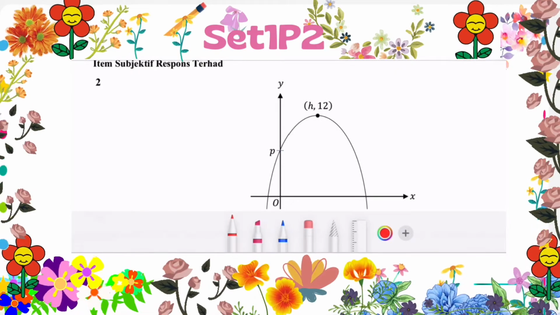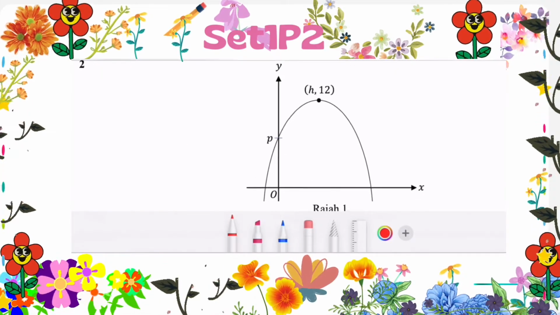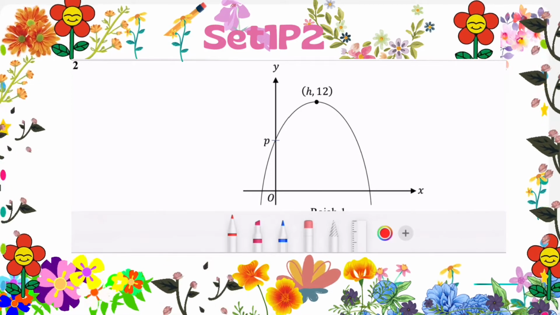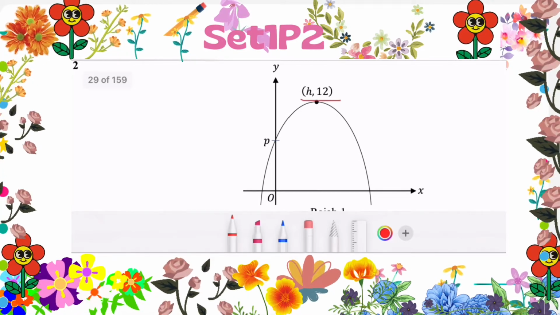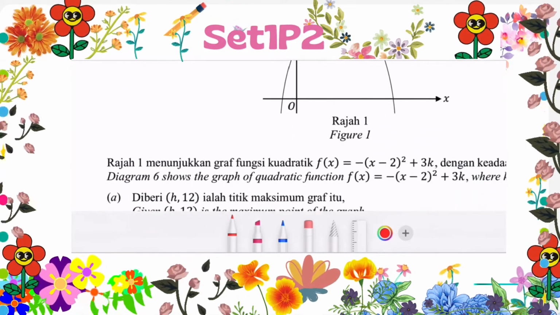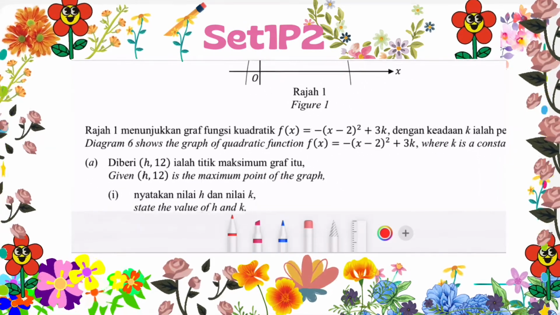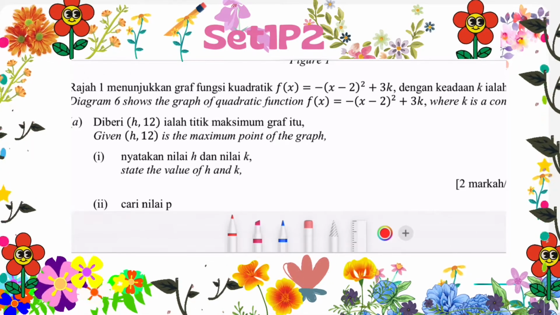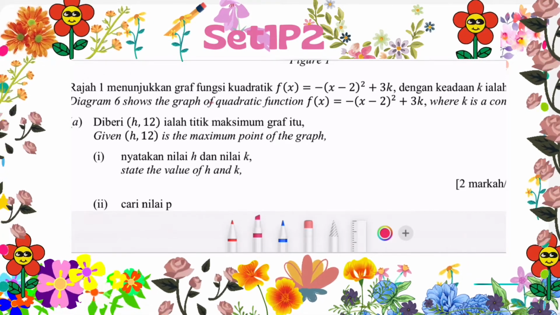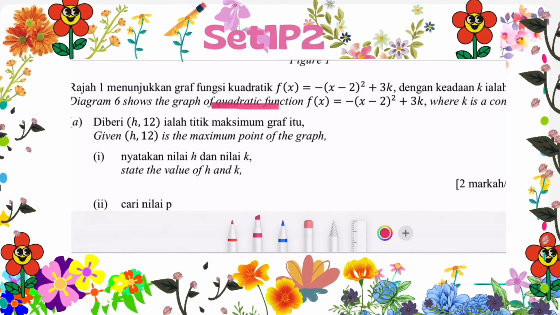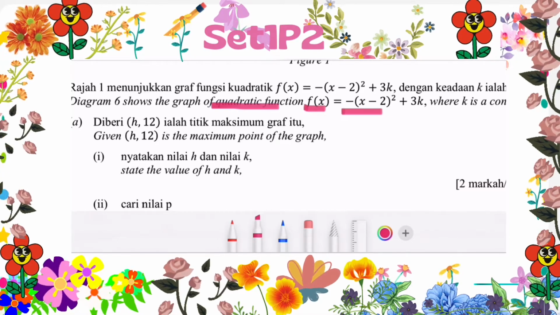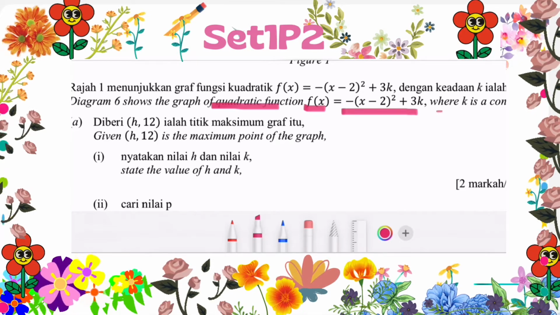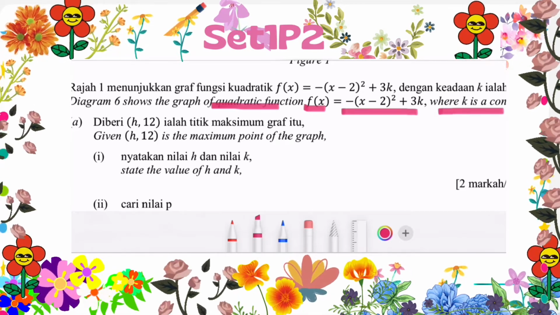Question number 2. Let's have a look at this question. This is a quadratic function with a maximum point (h, 12), and then let's read the question. Diagram 6 shows the graph of quadratic function f(x) equals negative (x minus 2) squared plus 3k, where k is a constant.